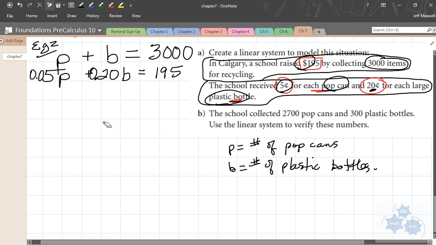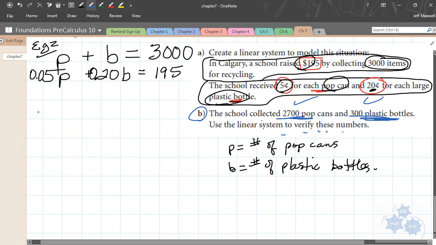Okay. So again, right now we're not solving this. We're just creating the equations and verifying. So let's just do letter B, and then I'll set you off on your assignment. You can get some work on your own. So the school collected 2,700 pop cans and 300 plastic bottles. Use the linear system to verify these numbers. So those numbers have to satisfy both equations for that to be verified.